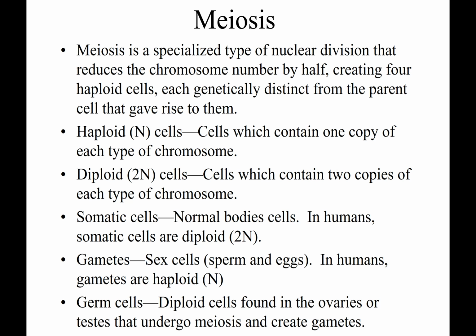Let's go through some definitions to make sure you understand those before we go further. First of all, haploid cells. And notice N here. N really stands for number, and we could think of it as 1N because haploid cells are cells which contain only one copy of each type of chromosome. In the human body, the only haploid cells are the gametes, or the sex cells.